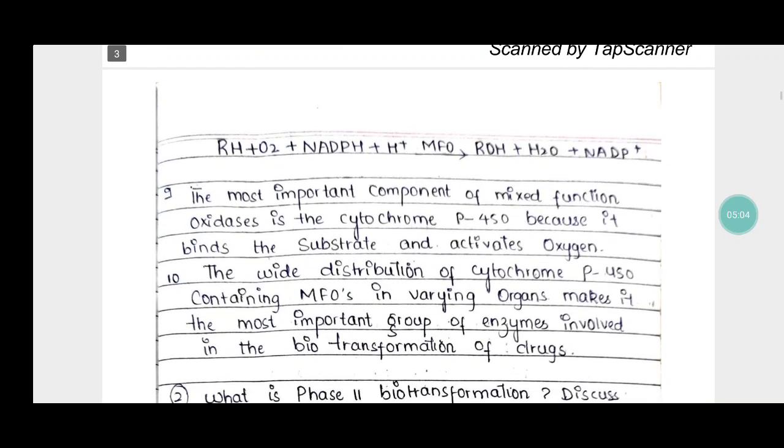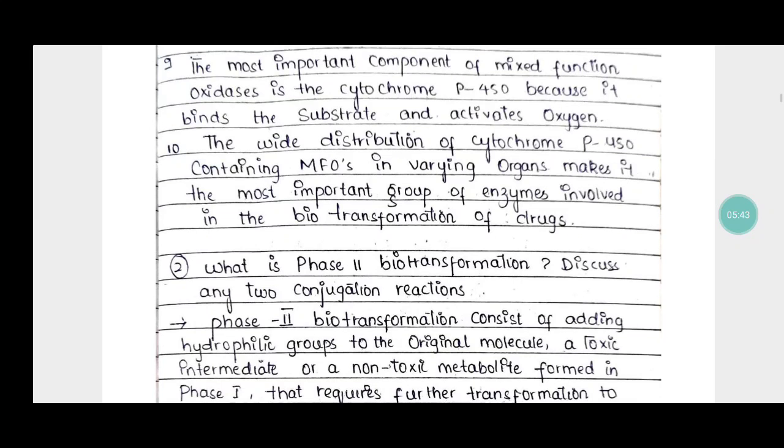The most important component of mixed function oxidase is cytochrome P450, because it binds the substrate and activates oxygen. The wide distribution of cytochrome P450 containing mixed function oxidase in various organs makes it an important group of enzymes which are involved in the phase 1 biotransformation of drugs.